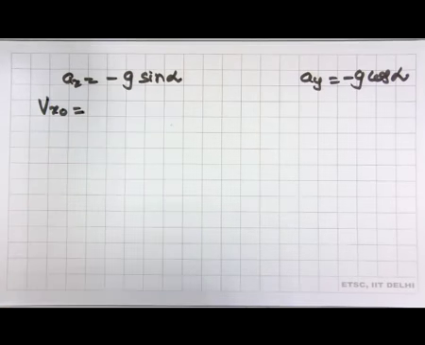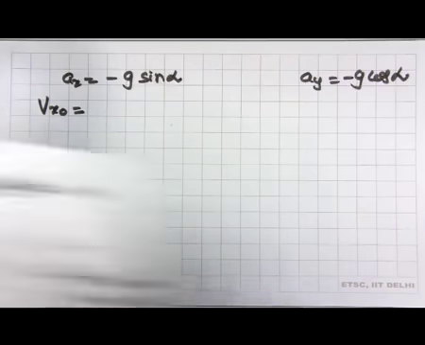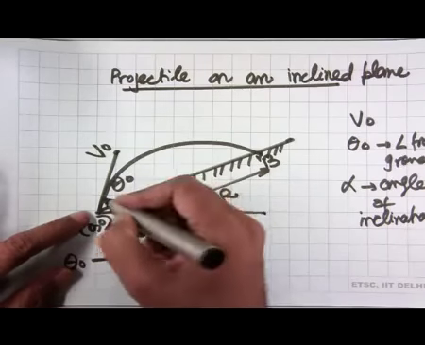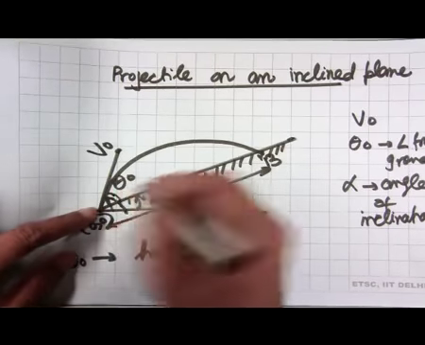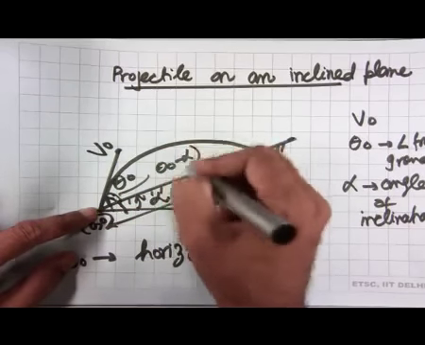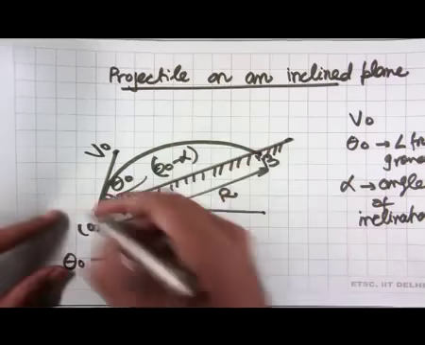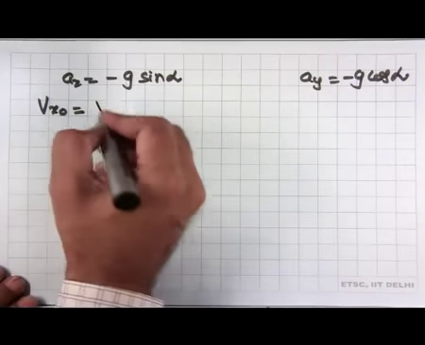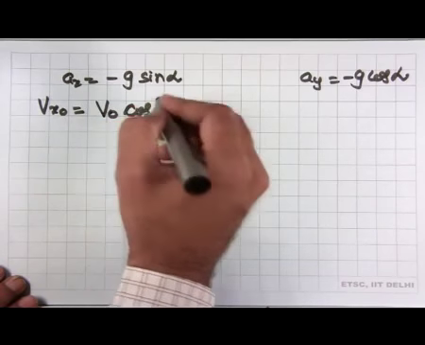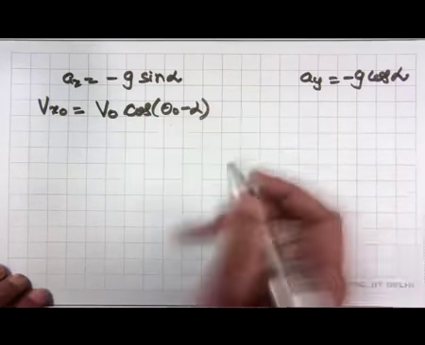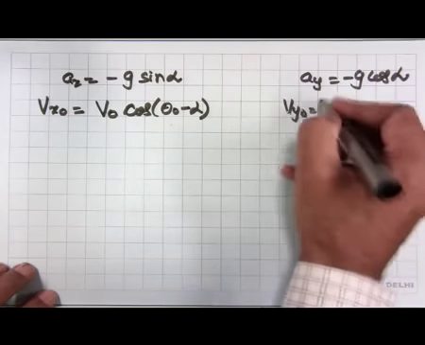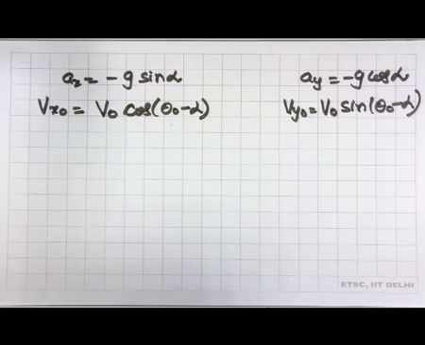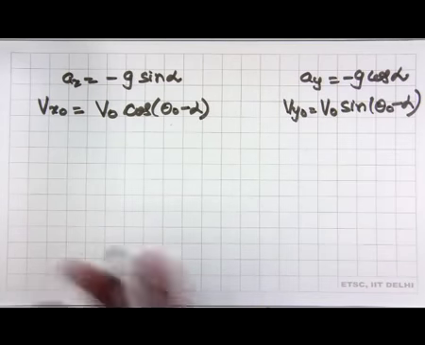Now we have to look at the components of the velocity. The velocity v0 makes an angle of theta 0 minus alpha with the x axis. So Vx0 will be equal to v0 cosine of theta 0 minus alpha, and Vy0 will be equal to v0 sine of theta 0 minus alpha. Once we have this, we can just move along.